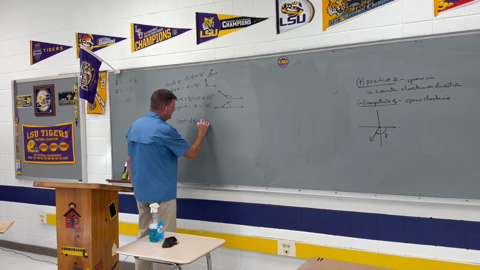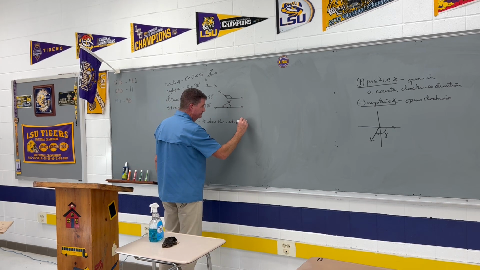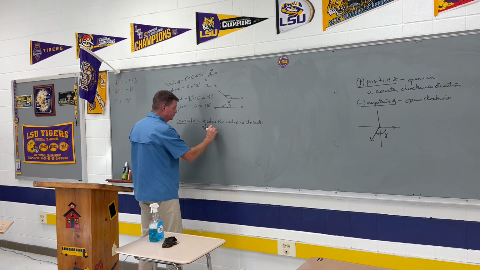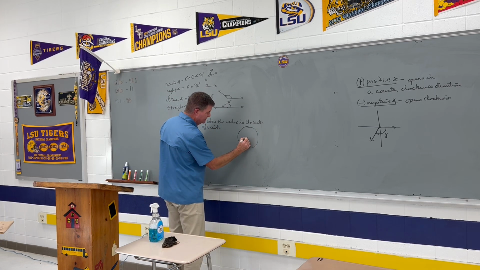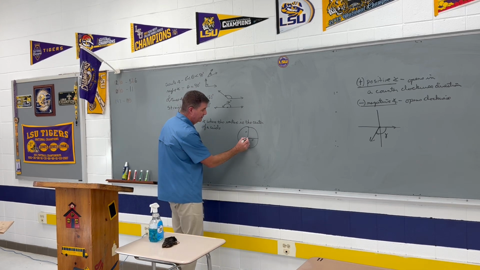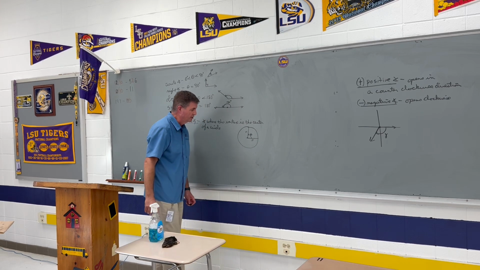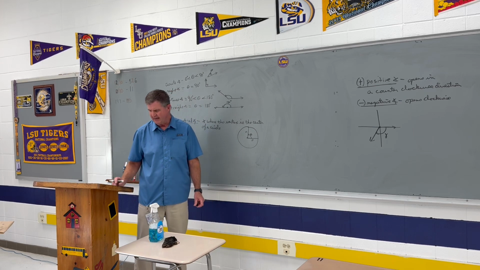Central angle. It's an angle where the vertex is the center of a circle. So we may have this circle, the center is the vertex, and the radius, or the two radii, are the legs or the sides. This angle, angle theta, would be a central angle. Again, within a circle, the center is the vertex, and the radii are the sides.